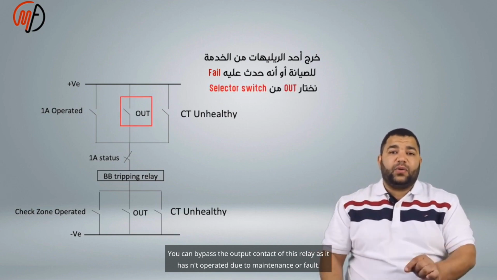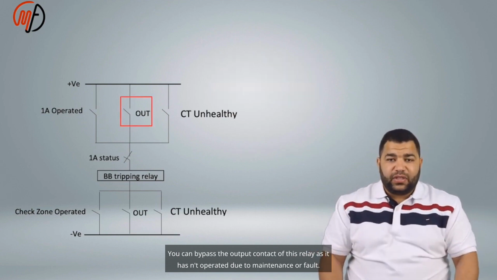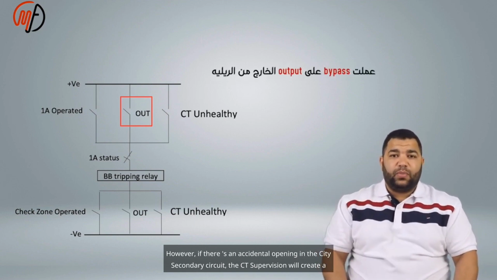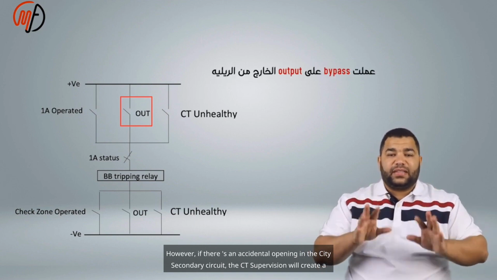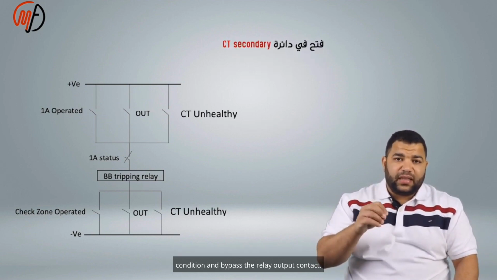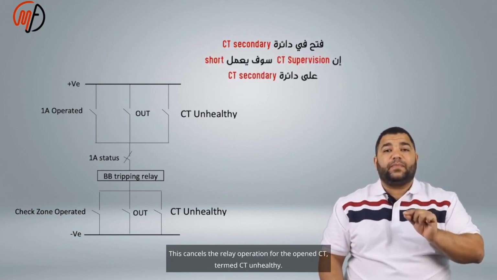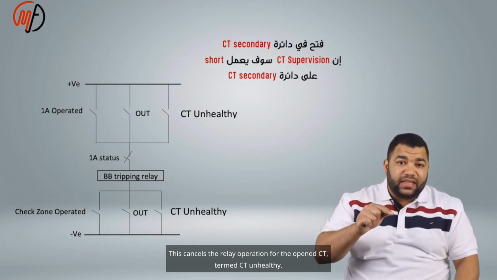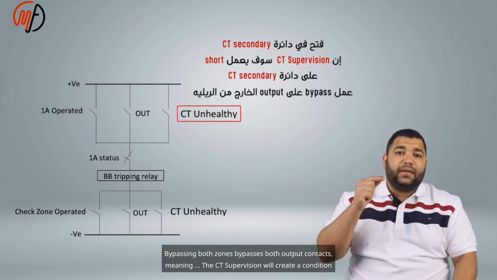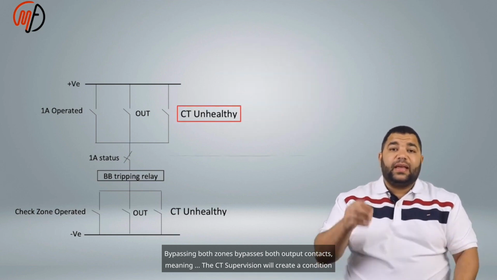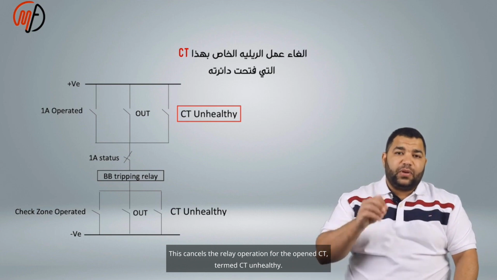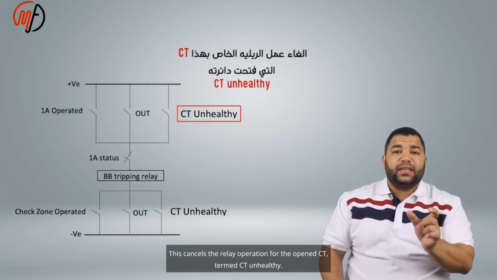You can bypass the output contact of this relay as it hasn't operated due to maintenance or fault. However, if there's an accidental opening in the CT secondary circuit, the CT supervision will create a condition and bypass the relay output contact. This cancels the relay operation for the open CT, termed CT unhealthy. Bypassing both zones bypasses both output contacts.